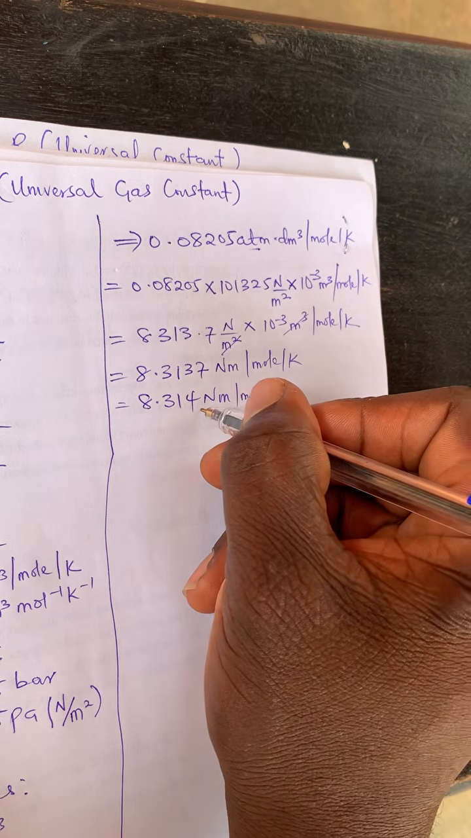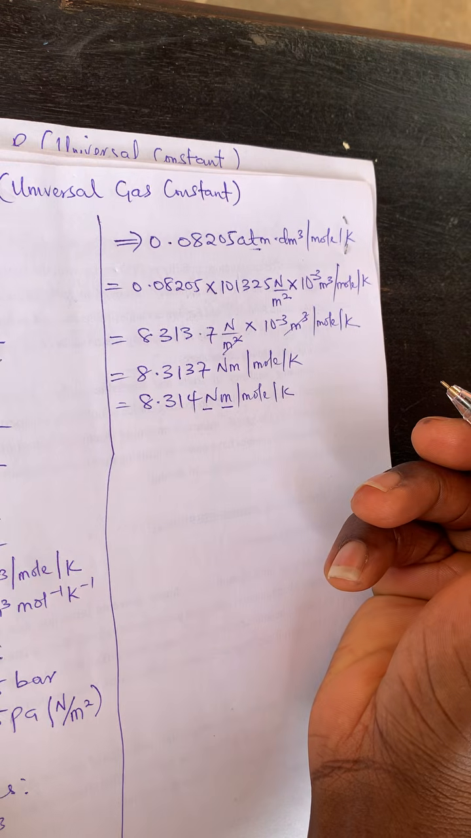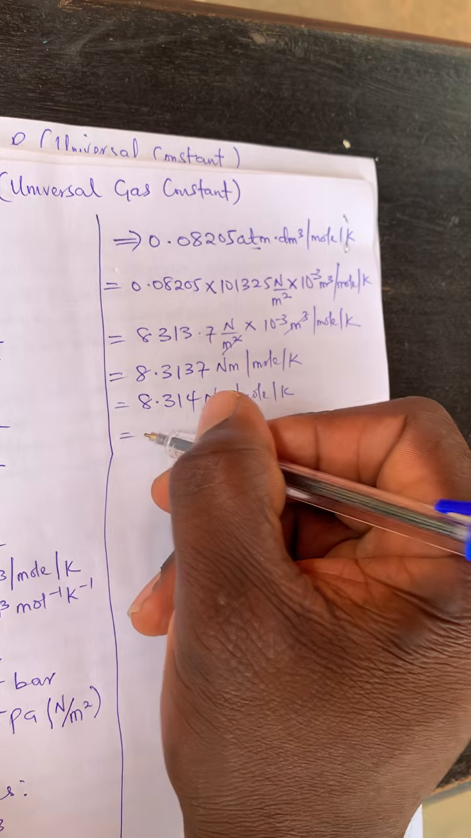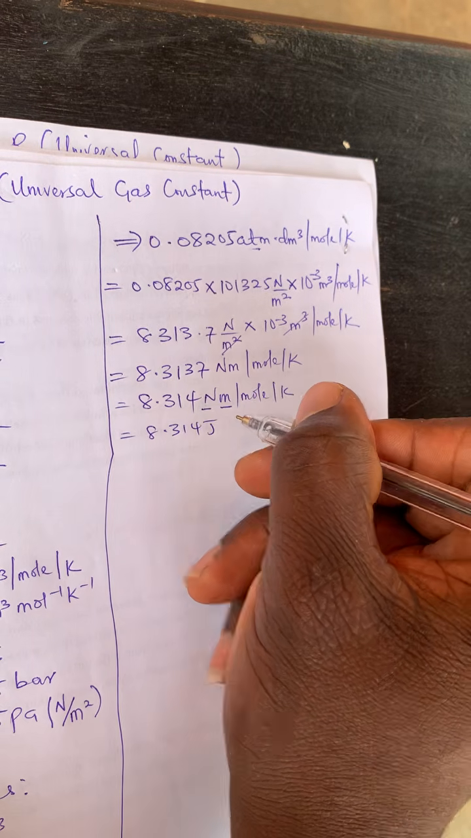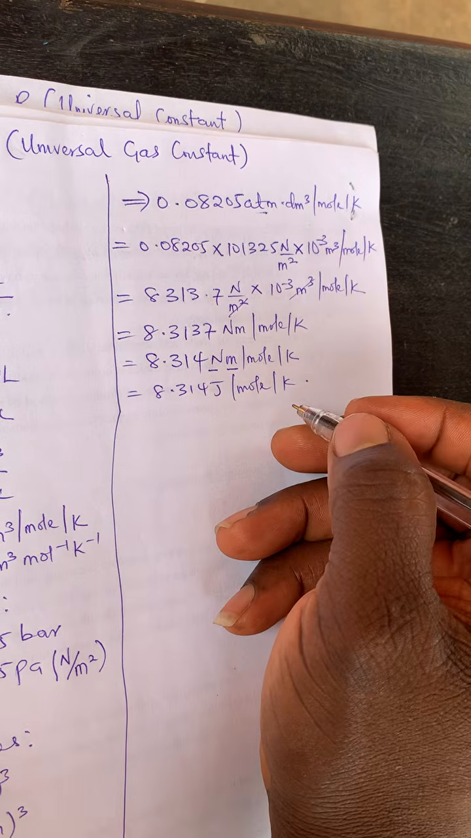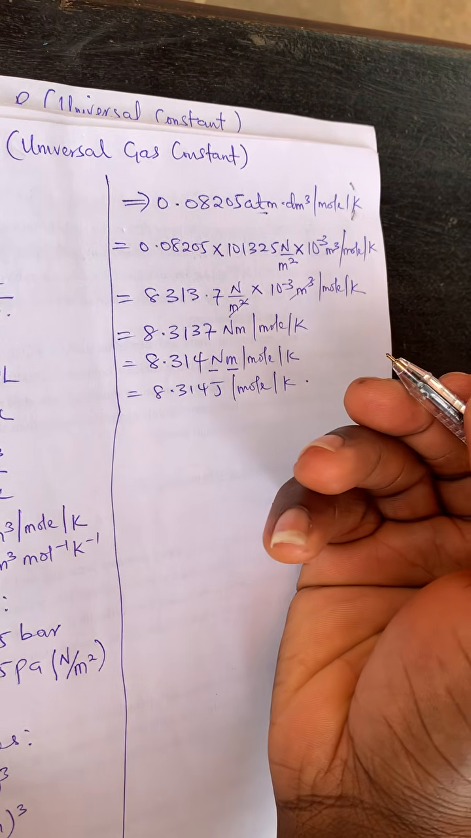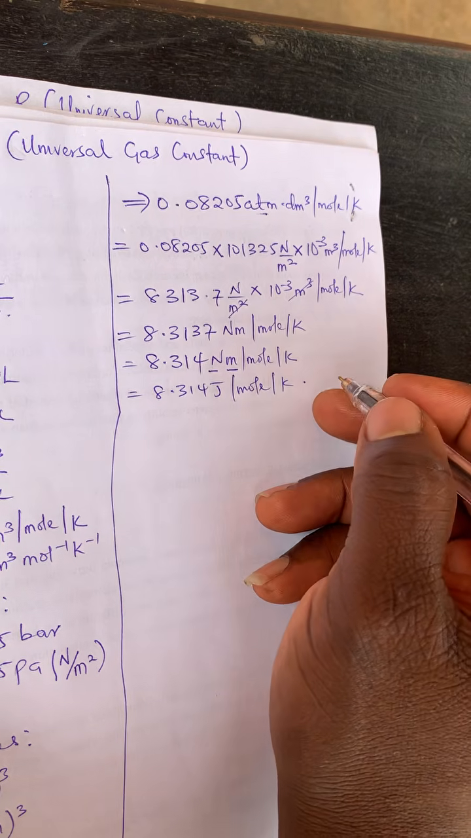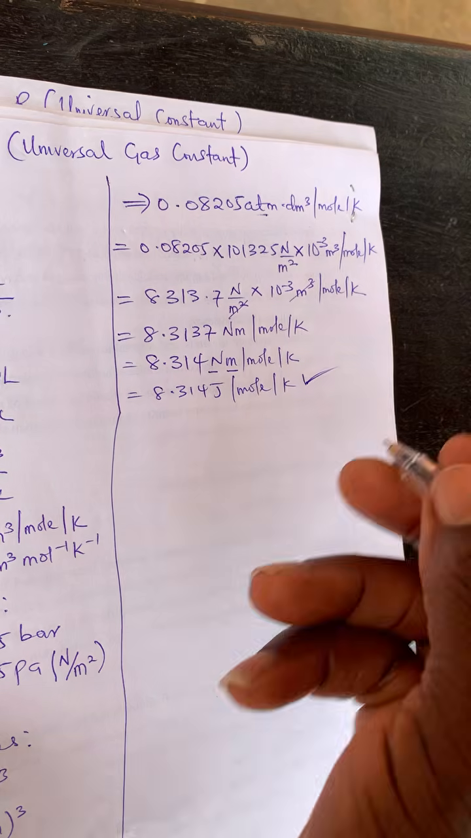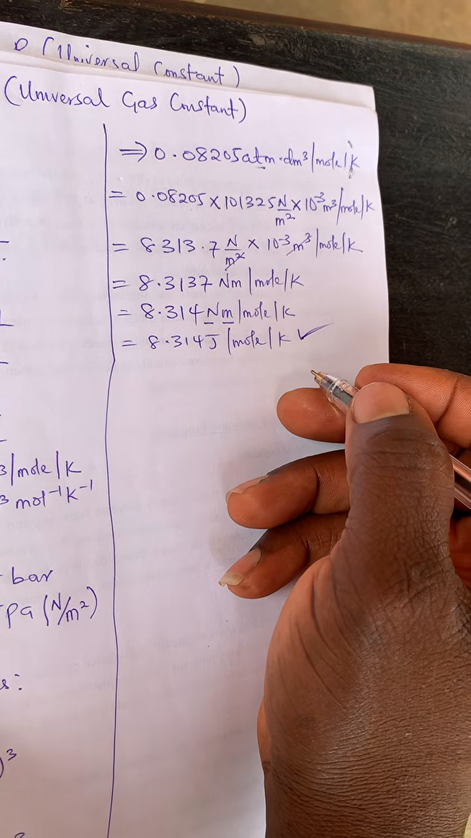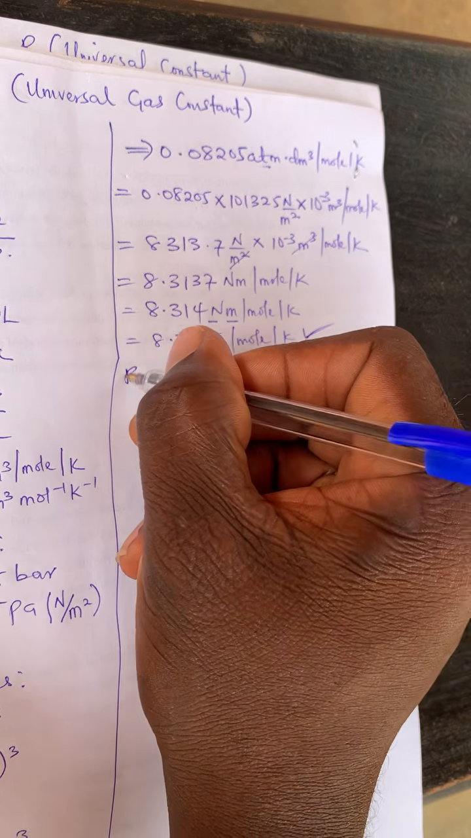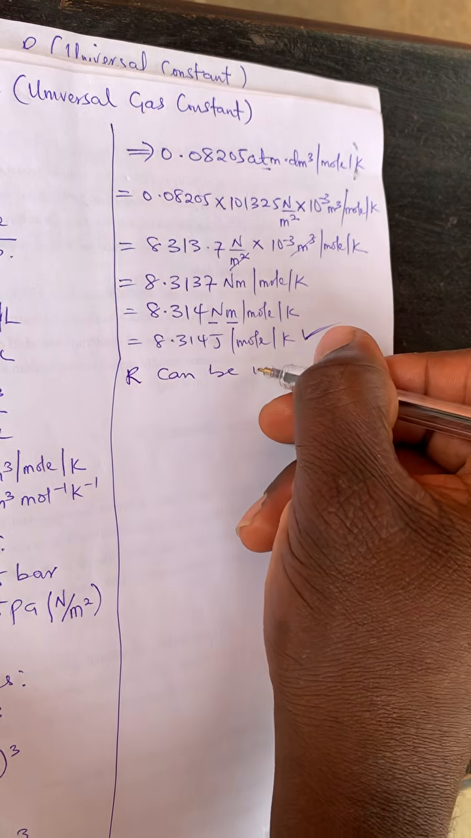If you remember, force times distance is equal to work. And what is the unit of work? Joules. So 8.314 joules per mole per K. Now also, of course, this can be given in other values. We can write the universal constant in other values. This is one of the values of the universal constant. R can be written in any unit of work, okay?